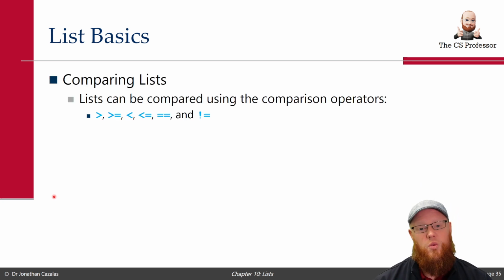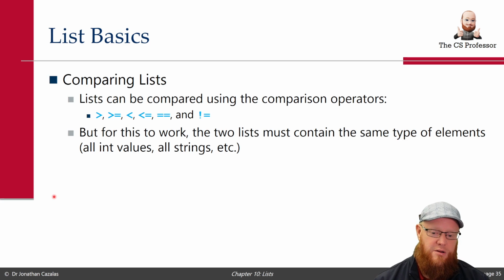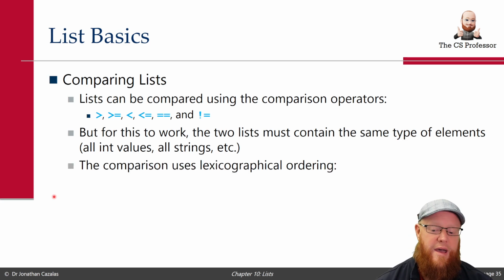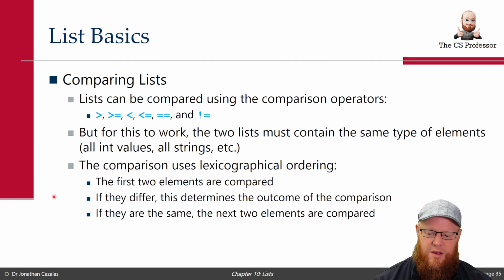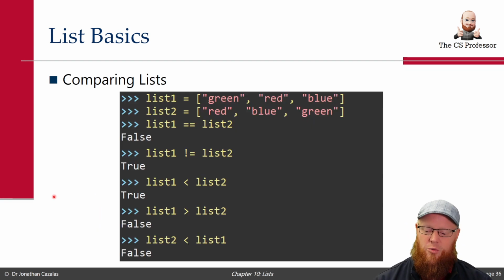Comparing lists. We can compare lists using those operators, but it only works if we have the exact same type of elements. What's going to happen is the first elements of the two lists will be compared, the next element will be compared, and so on until there is something different, and then the elements will be compared, and the one that is smaller, that will be returned.